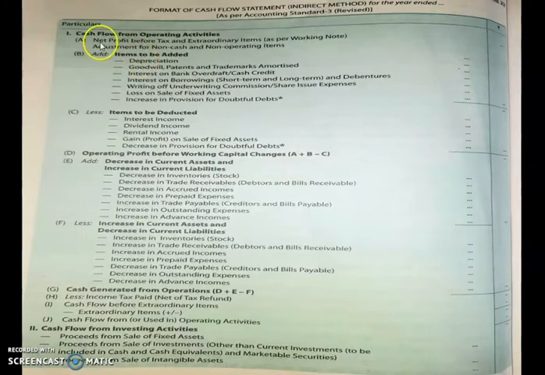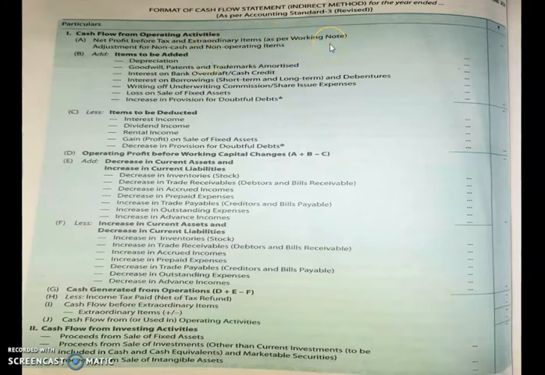The first heading you have to write is cash flow from operating activity. So as per this format, here you can write A, capital letter A. The first item under operating activity is net profit before tax and extraordinary items. You have to write it as it is. Net profit before tax and extraordinary items. In the bracket you can write as per working note.